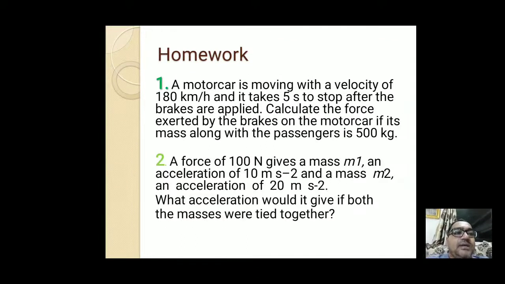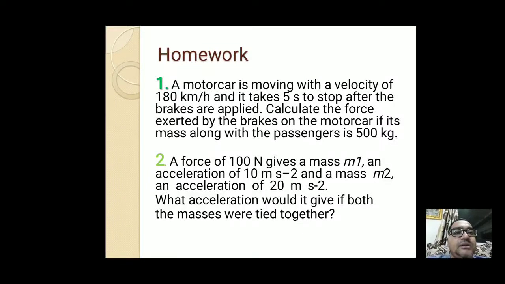I hope you understand this sum. Write both these sums in your physics notebook, and I am giving you two questions that you solve by yourself in the physics notebook. Question number 1: a motor car is moving with a velocity of 118 km per hour, and it takes 5 seconds to stop after the brakes are applied. Calculate the force exerted by the brakes on the motor car if its mass along with the passengers is 500 kg. So this is the first question.